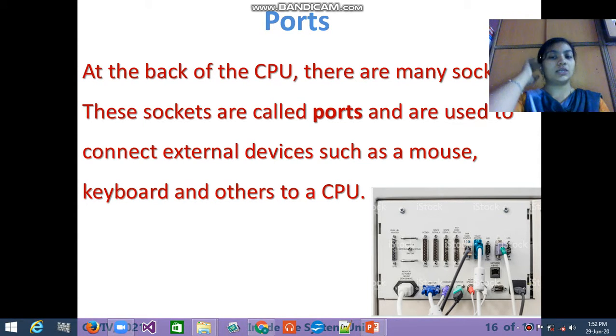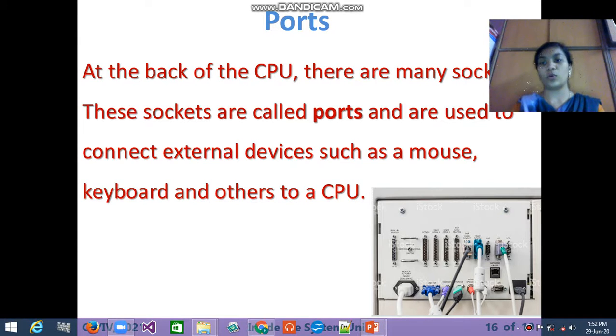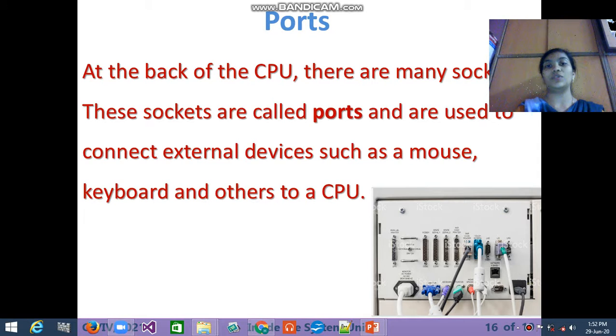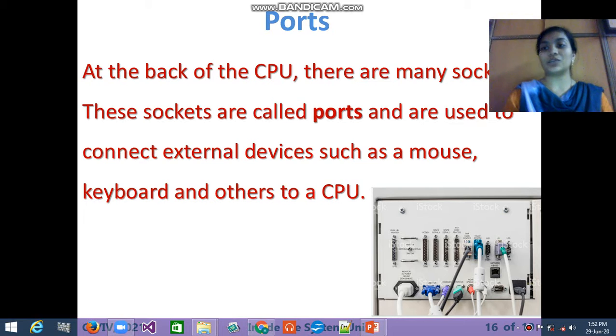Okay, now I show you which are the ports, and hopefully if you have a computer at your home, then you can also see. Even if you have a laptop, at the side of the laptop you can also see which are the ports. Some of the different ports are used, and without that you cannot start your computer, not in the laptop, in the computer only, because if the CPU and monitor are not connected, then you are not opening your screen of your computer.